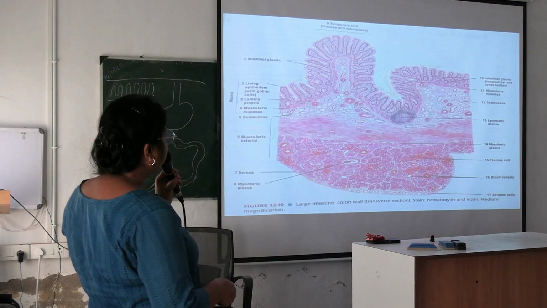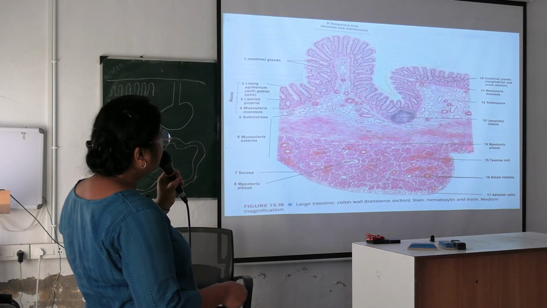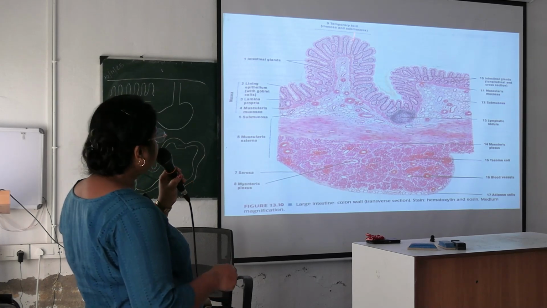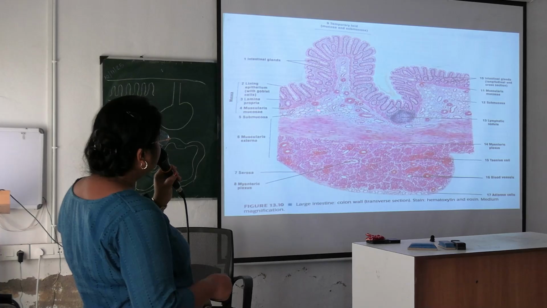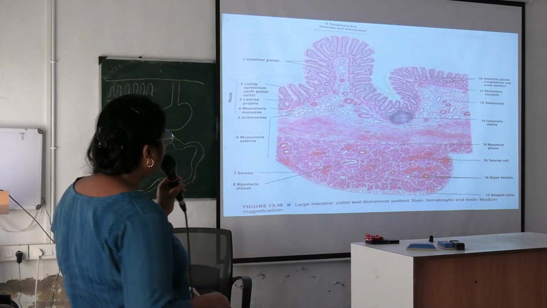Tenia Coli have been shown here. Tenia Coli: inner circular, outer longitudinal, thickened to form the Tenia Coli. The rest is epithelium and lamina propria, some mucosa. In the submucosa you can see sections of adipose tissue and blood vessels.